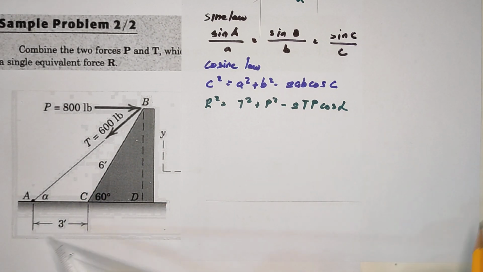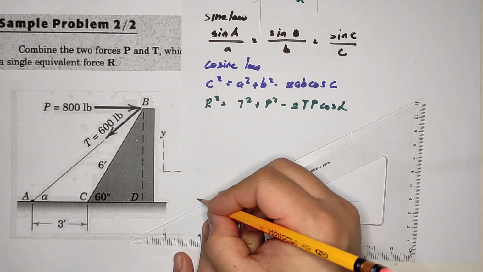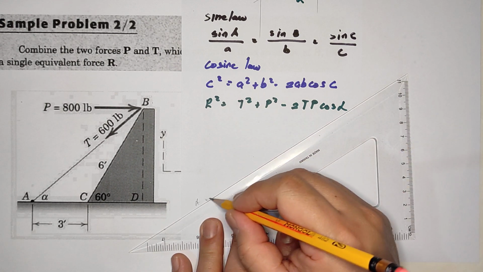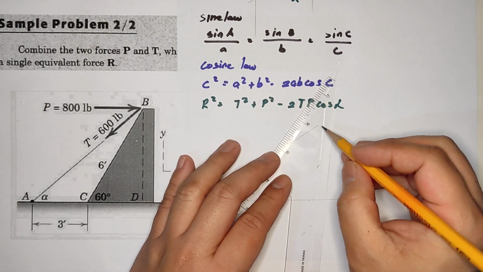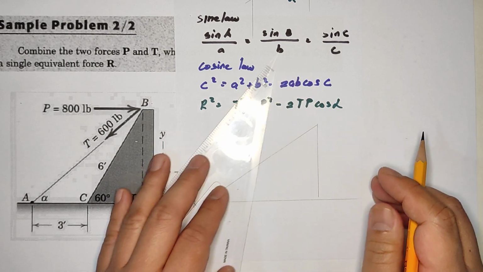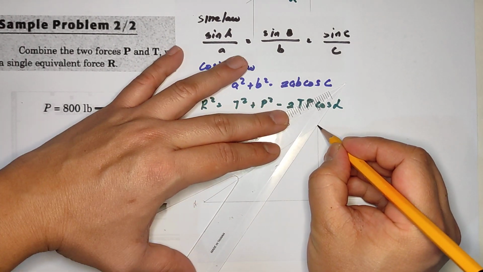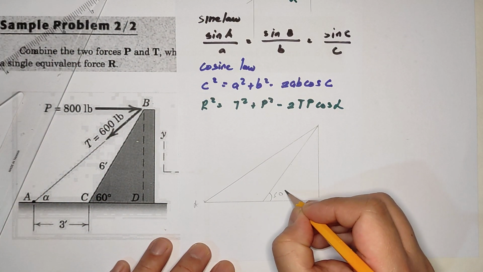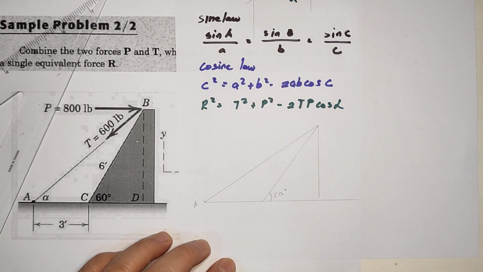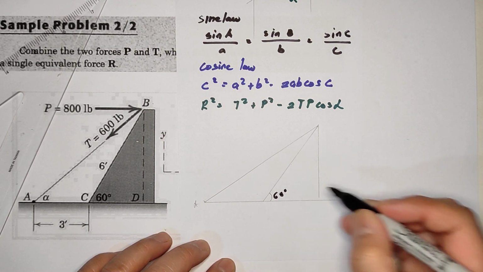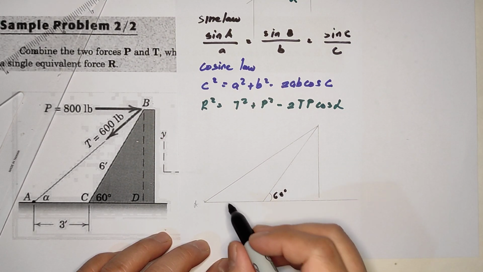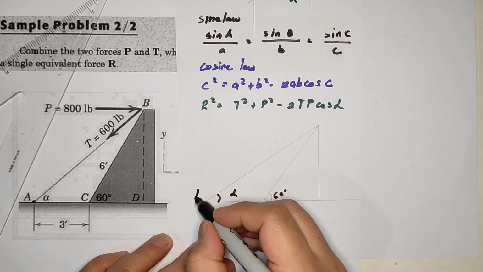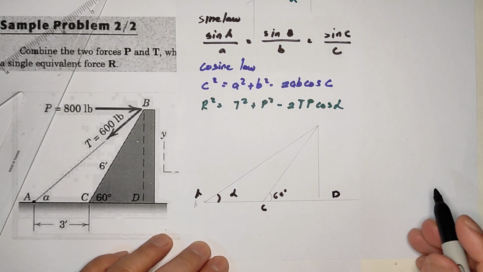Okay, and let's call this point A. That's point A. So until that one, then you have this. Then you have this one. It's not to scale, but this is 60 degrees, and this is alpha. This is point C, point A, and point D.